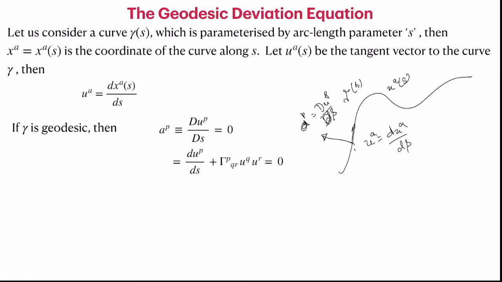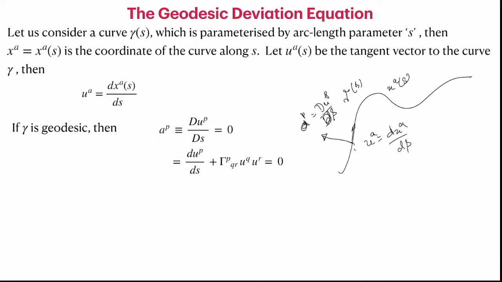Explicitly, we can write it as du^p/ds plus Γ^p_qr u^q u^r. So this is basically taking the directional derivative in the direction of the tangent vector, and that is the acceleration. If the acceleration is 0, then we have geodesic motion. We are assuming our curve is a geodesic, and that means we are assuming that the acceleration is 0, or this expression itself is 0.